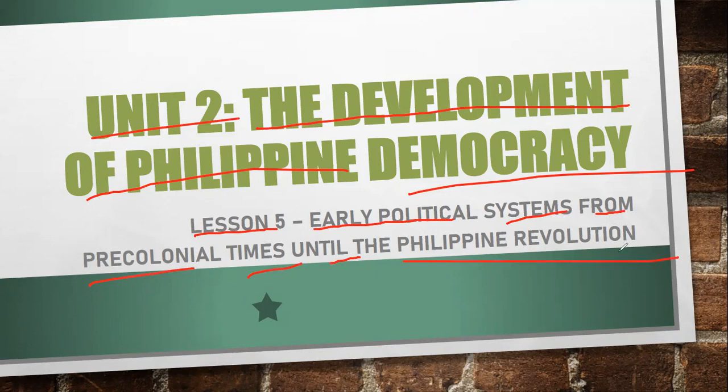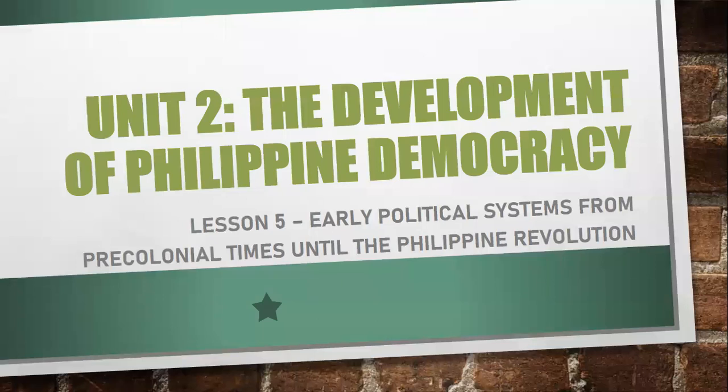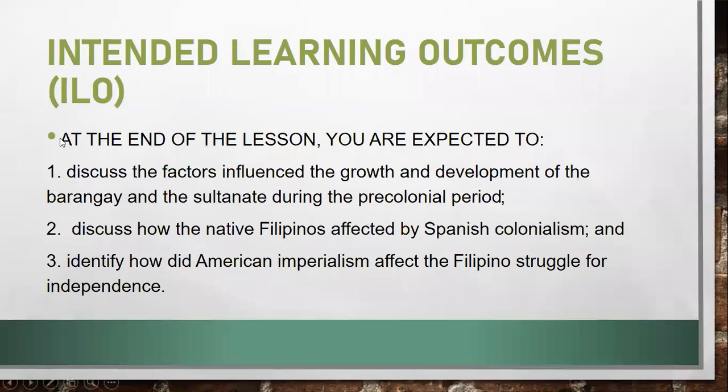Now let's go to our intended learning outcomes. At the end of the lesson, you are expected to discuss the factors that influence the growth and development of the barangay and the sultanate during the pre-colonial period. Then discuss how the native Filipinos were affected by Spanish colonialism and identify how American imperialism affected the Filipino struggle for independence.